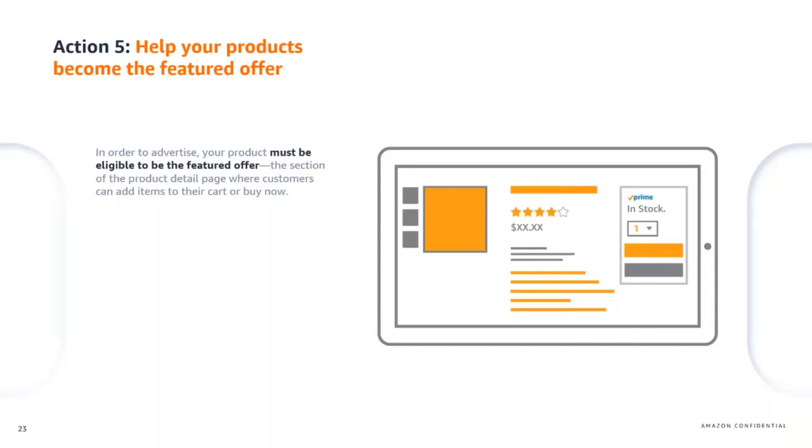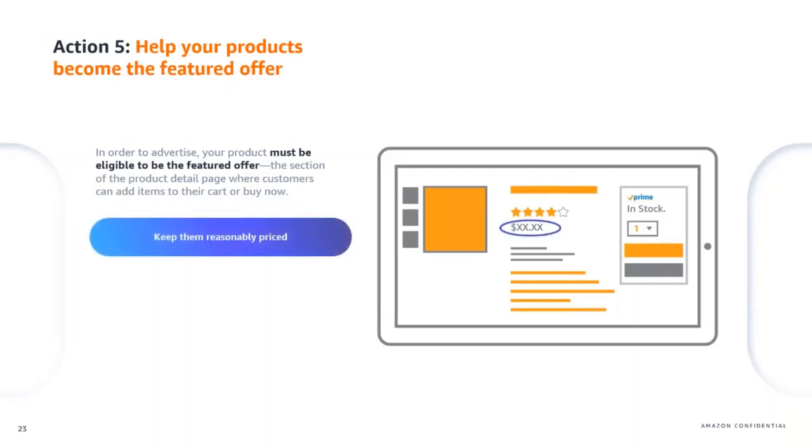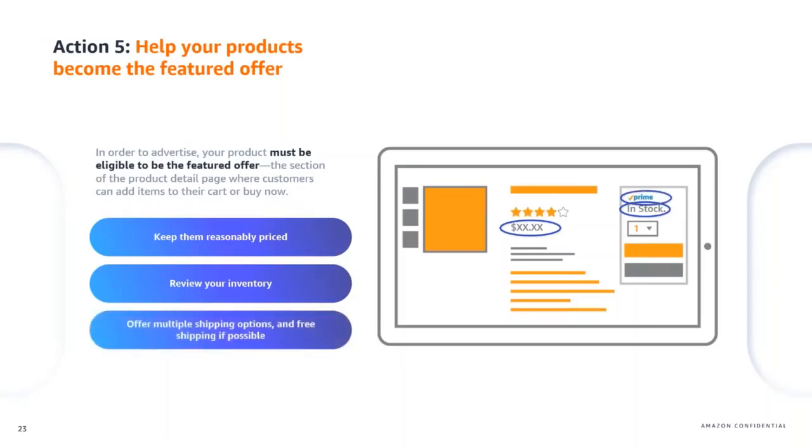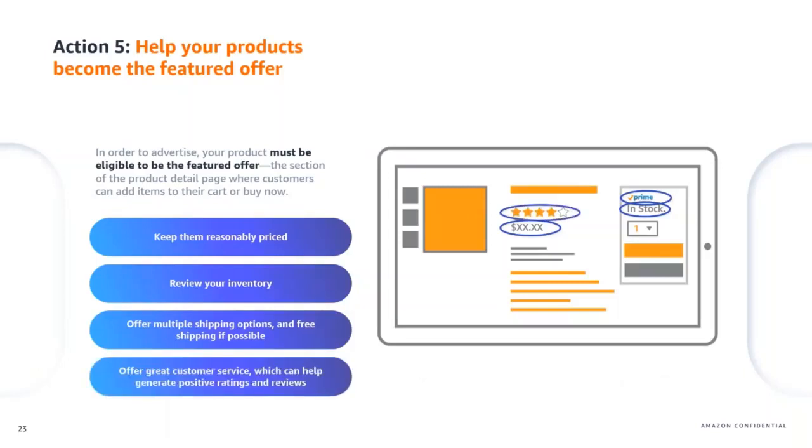When you sell on Amazon, you may be eligible to display the featured offer. Becoming eligible to display the featured offer does not guarantee that you will display it, but I did want to give some guidance that can help you. First is to keep your products reasonably priced. Then make sure that you review your inventory and that your products are in stock. I would offer multiple shipping options, and if you can, offer free shipping as well. And then make sure that you offer great customer service, which can help generate positive ratings and positive reviews.